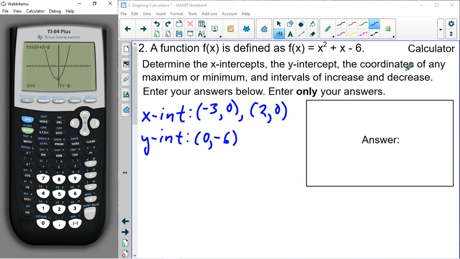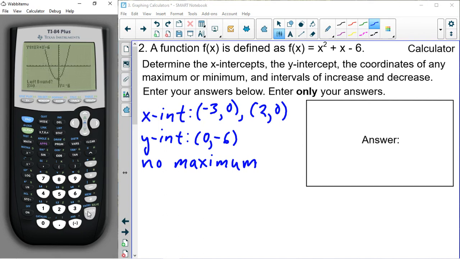What did we need to find next? We need the coordinates of any maximum or minimum. Well, we look here and we don't see a maximum at all because this side is going to keep going up forever. On this side, it's going to keep going up forever. So there's going to be no maximum, but there is going to be a minimum. The minimum will be the lowest point on the graph, which is right there, the vertex. And we can use second calc to find this as well. Second calc, there we go. And we want the minimum, which is number 3.